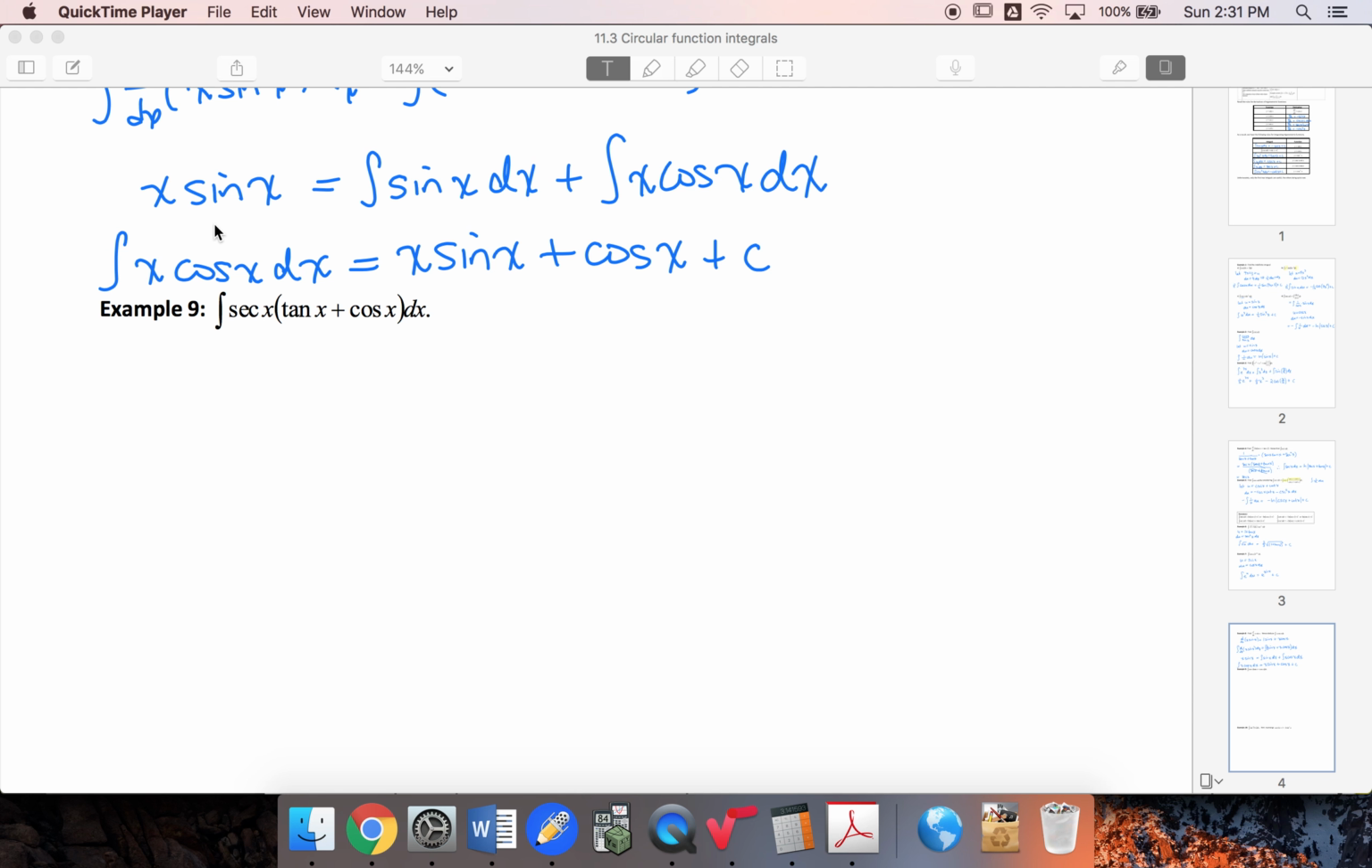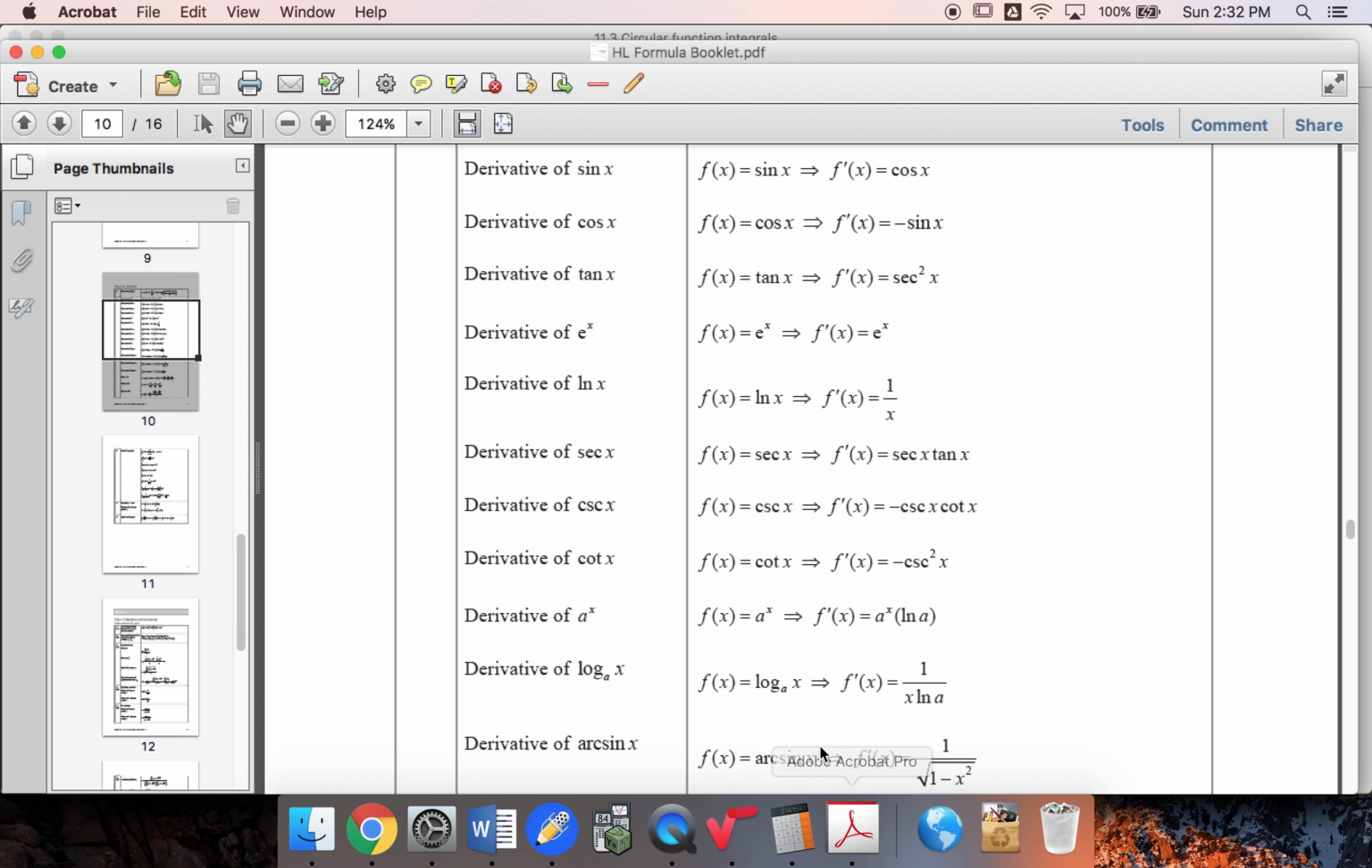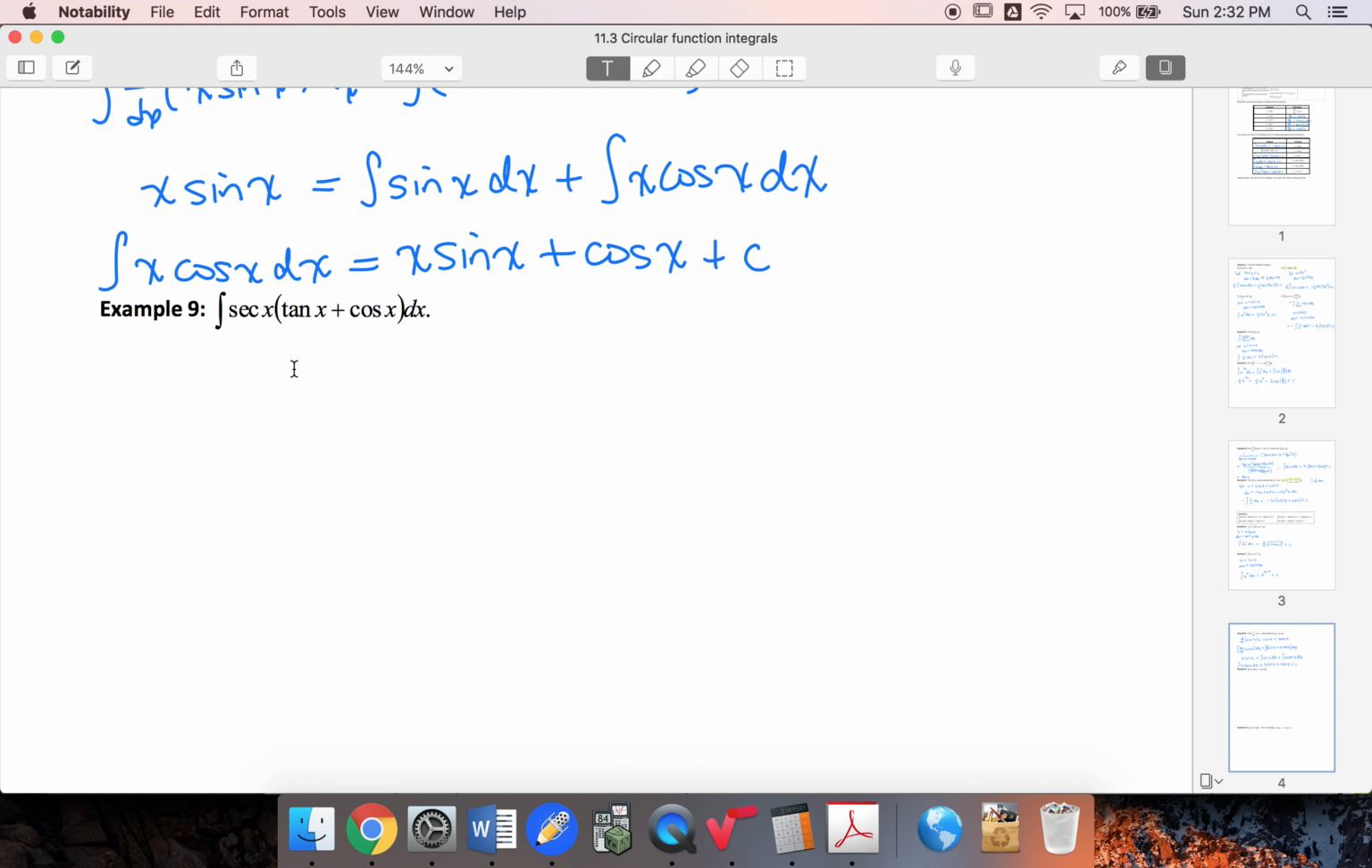So I look at this and I might first think about substitution, letting this be my u and thinking that together the secant x dx will be my du, except that I know that the derivative of tan is secant squared and the derivative of cos is negative sine, so those two things together definitely don't make my secant x. So instead I'm going to expand this.